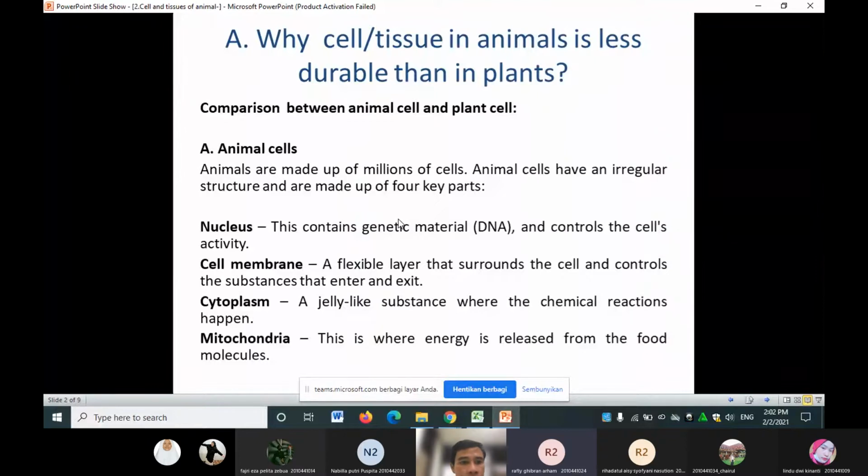For the first, nucleus. This contains genetic material and controls the cell activity. Second is cell membrane, a flexible layer that surrounds the cell and controls the substance that enter and exit. The third is cytoplasm, a jelly-like substance where the chemical reaction happens. For the fourth is mitochondria. This is where energy is released from the food molecule.